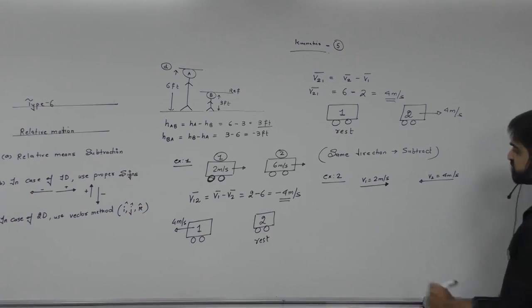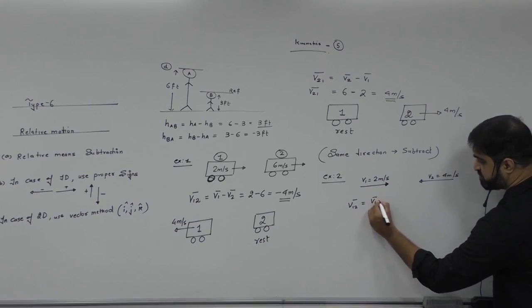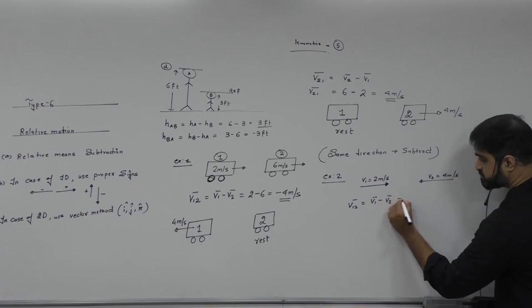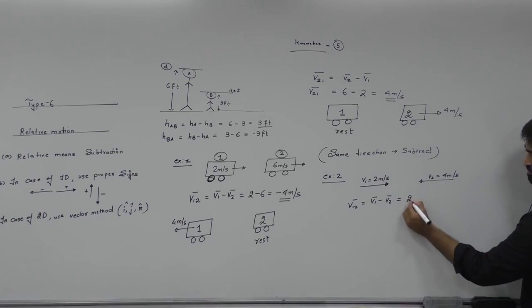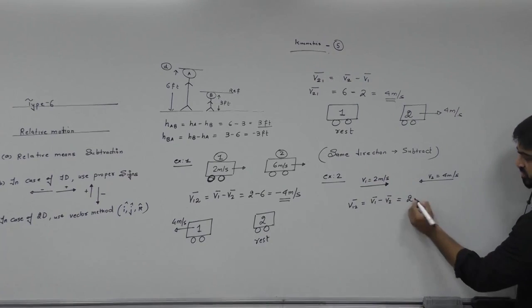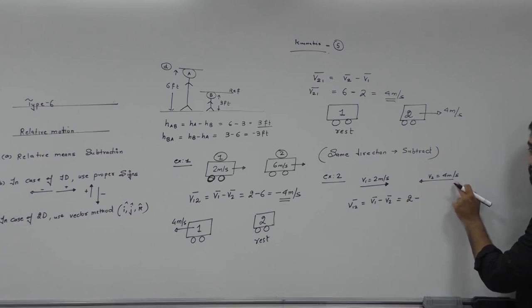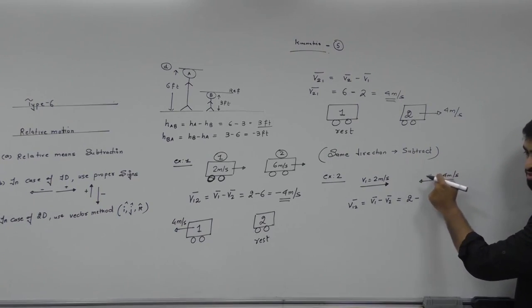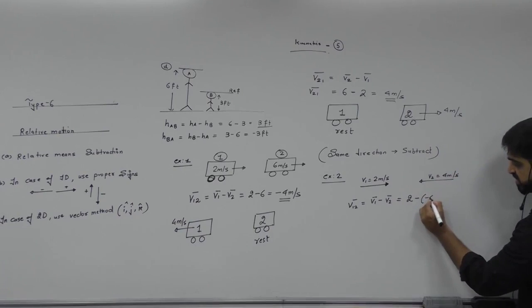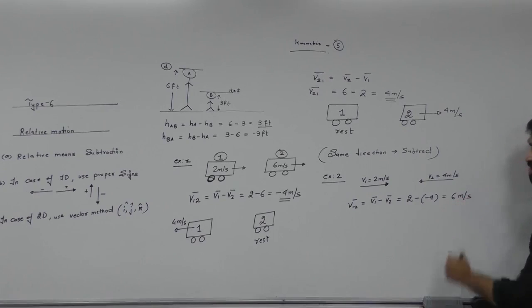Pay attention. What do you mean by velocity of 1 with respect to 2? It will be V1 bar minus V2 bar. V1 bar is this way, that is 2, minus V2. What is V2? 4 or minus 4? Minus 4, because it is going that way and you have to substitute proper sign. So the answer will become what? 6 meter per second.